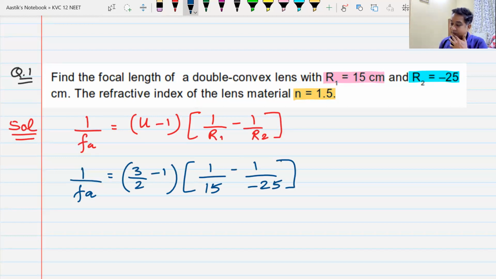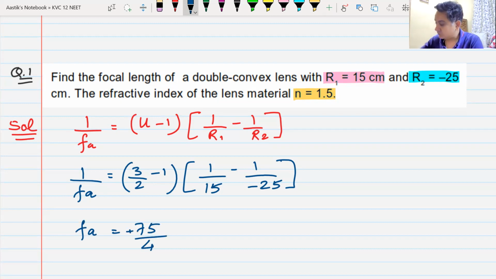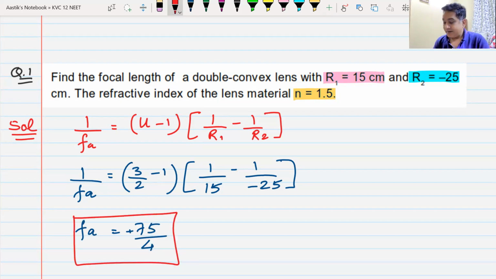I think you can solve this, yes or no? Taking LCM and HCF and all those things. What is the answer you are getting from here? 75 by 4. Sure. F equals 75 by 4. Actually, we will get 1 by f equals 4 by 75. Everyone is getting the same answer? Well done then.